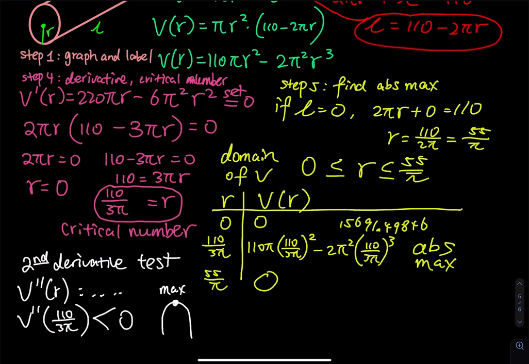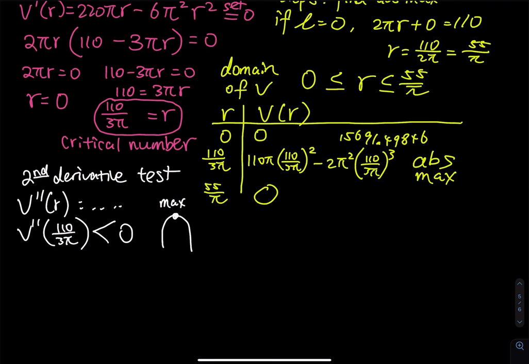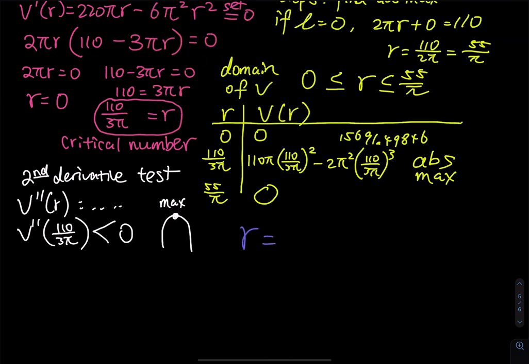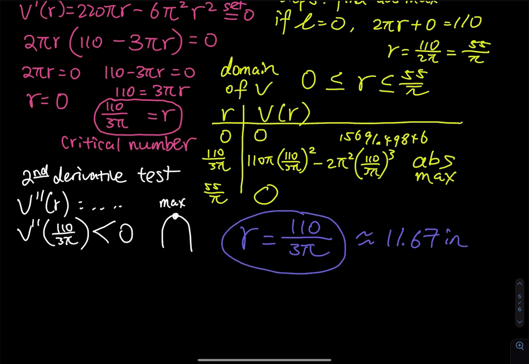Okay, so let's finish this problem. What do we have? The final answer. So we have r equal to 110 divided by 3 pi. So when r is equal to this, the volume is maximized. So this one is approximately 11.67 inches. But when you are doing homework online, they only accept the exact answer, right? And then how do you figure out the length?